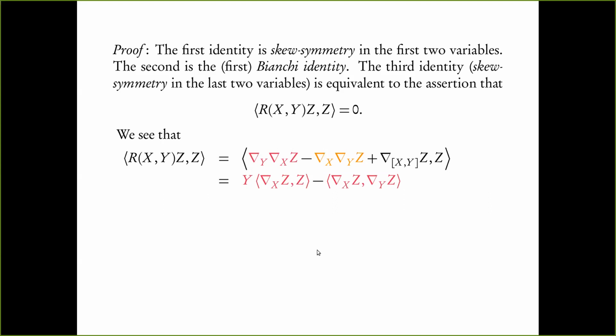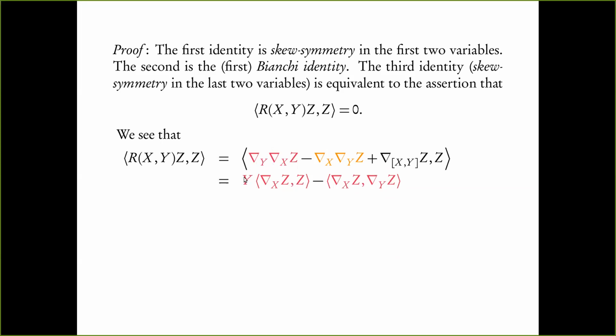Well, remember, this is metric compatible, right? So the red term is what? Nabla y, nabla x, z dotted with z, correct? But metric compatibility means what? It means I can think of nabla y, the covariant derivative, acting on this dotted with z. So this term is one vector field, z is another vector field, and nabla y acts on the first vector field. This stays fixed.